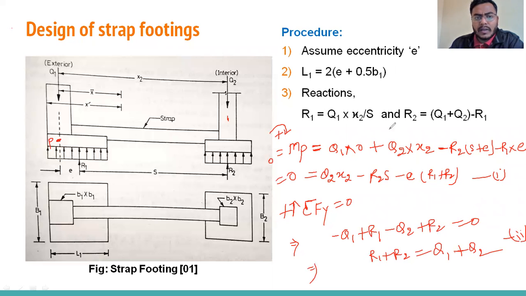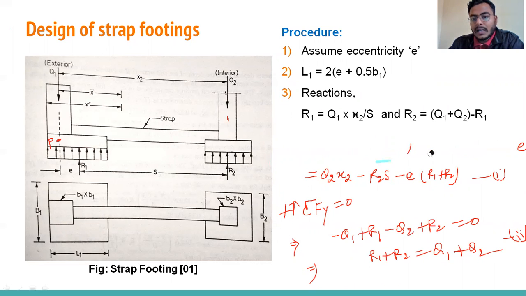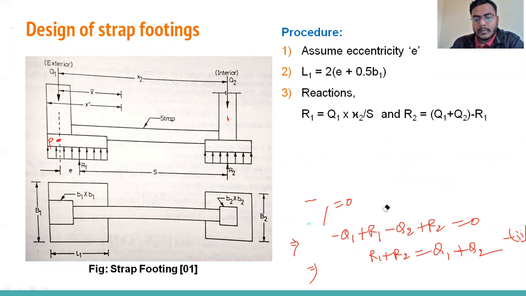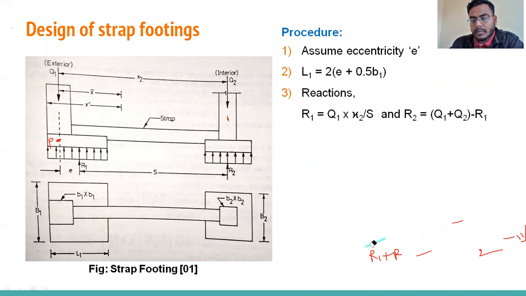And there is another method also I can discuss. Not another method, if we take the moment at a different location, we will get the R1 value directly. So I'm showing that also. This is also good, you can solve by this also, but that will be easy if you follow this. That is what I'm going to show.